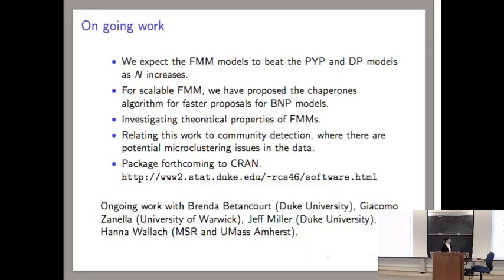So for scalable microclustering, what we've proposed is a chaperones algorithm. The main idea behind it is that, as I said before, most of the data points you have aren't the same. So you can boost this with a general proposal.